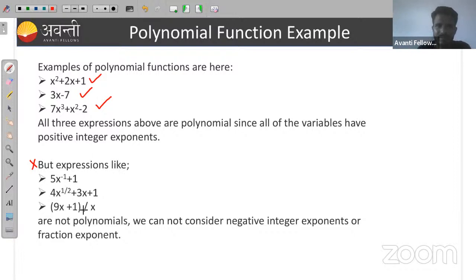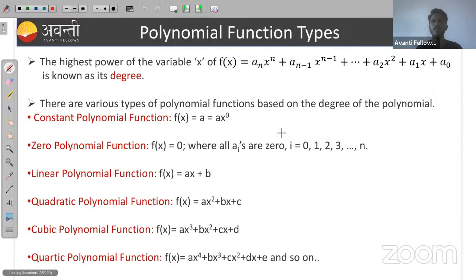Again, in this case, it is 9x plus 1 divided by x. Right? You can take it to the numerator and the power will be x to the power minus 1. Again, it is not a polynomial, because a negative integer exponent or a fractional exponent is not allowed in a polynomial. So we are discussing polynomial functions.